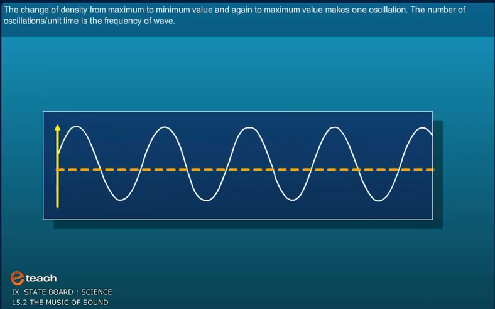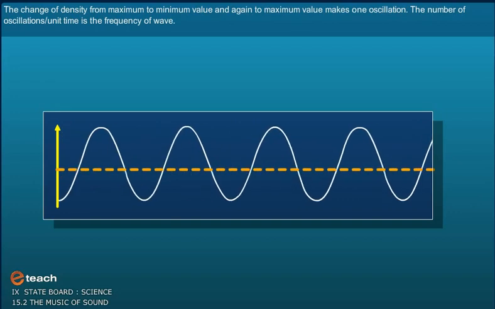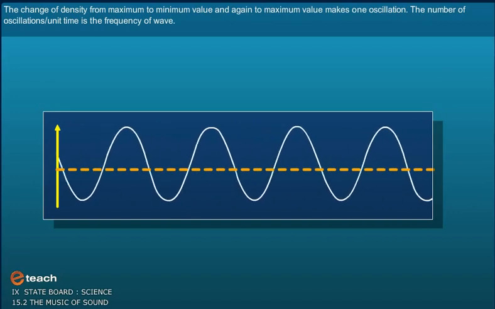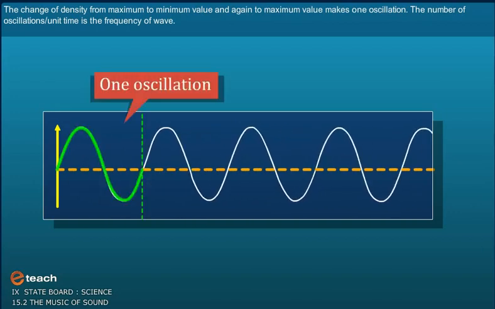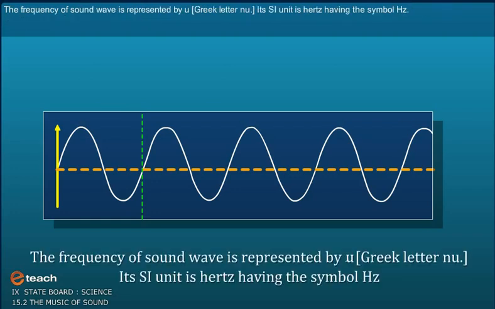The change of density from maximum to minimum value and again to maximum value makes one oscillation. The number of oscillations per unit time is the frequency of wave. The frequency of sound wave is represented by nu. Its SI unit is Hertz, having the symbol Hz.